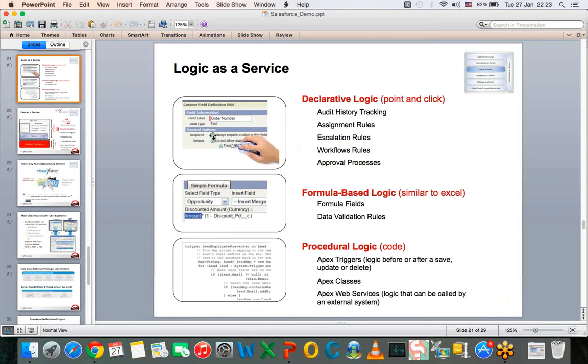You're not building this actually. You're just selecting the options and using them. So that is declarative. When it's formula-based, you just write a formula for that particular logic, similar to how we write formulas in Excel and other applications. We write formulas in Salesforce as well to validate the data. When it goes to procedural logic, we write triggers in order to validate the data. So that is about procedural logic.